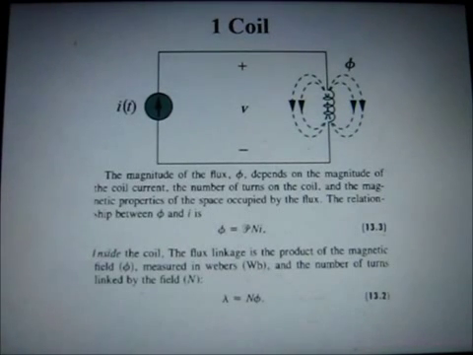Now suppose the magnitude of flux phi depends on the magnitude of the coil current and the number of turns. If we increase the number of turns, the flux linkage will increase, and to increase the flux linkage more, we can use a ferromagnetic core.